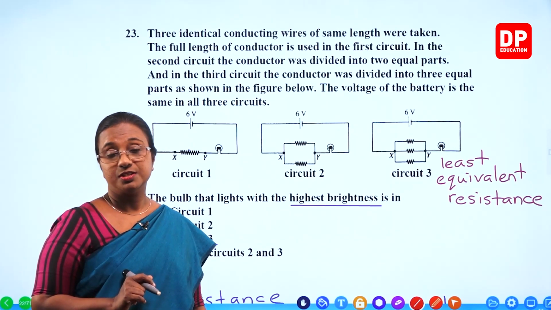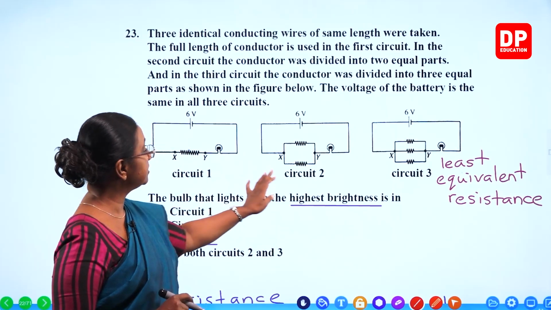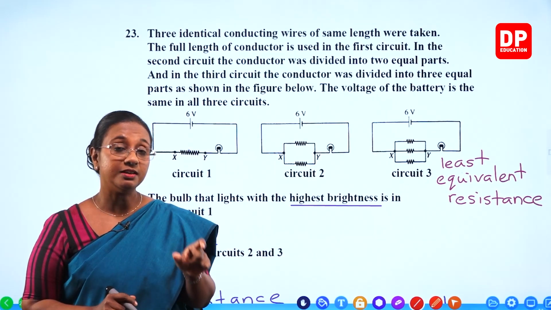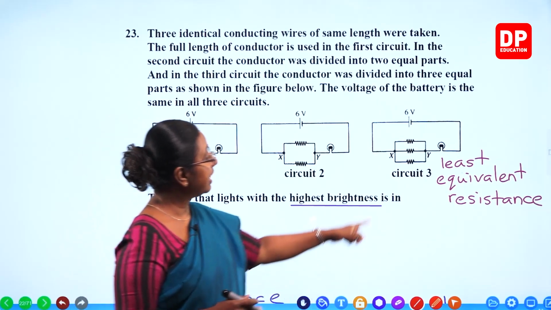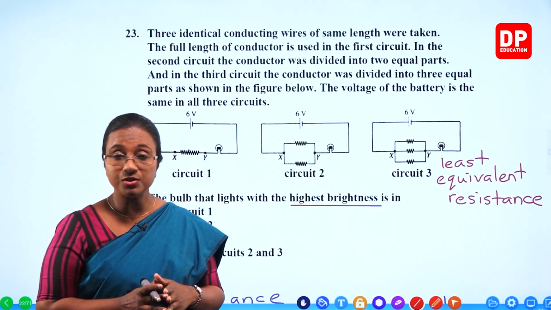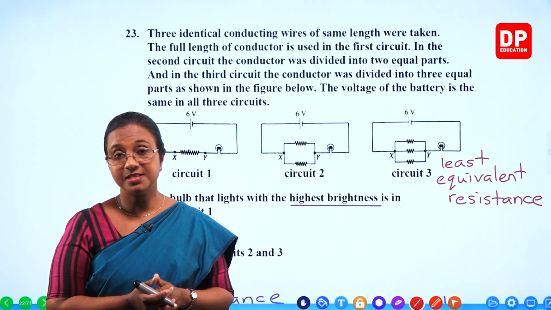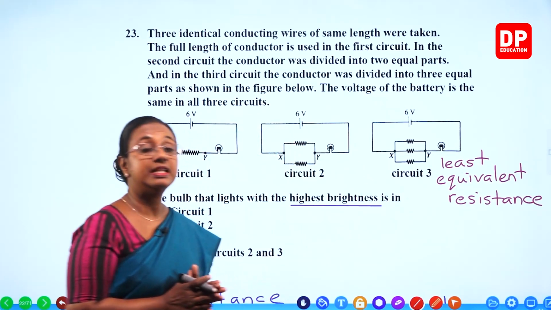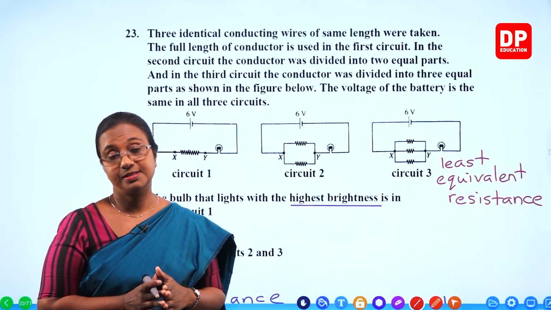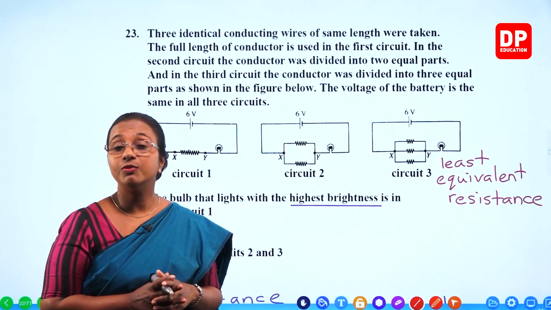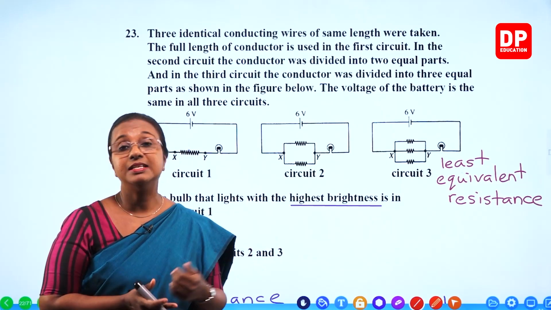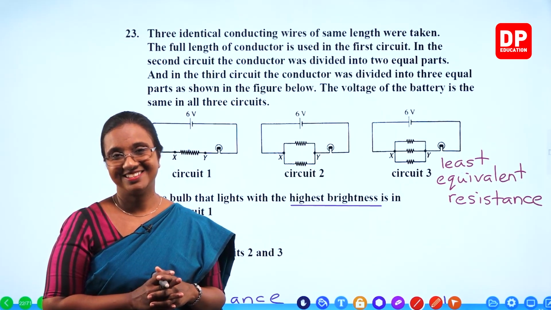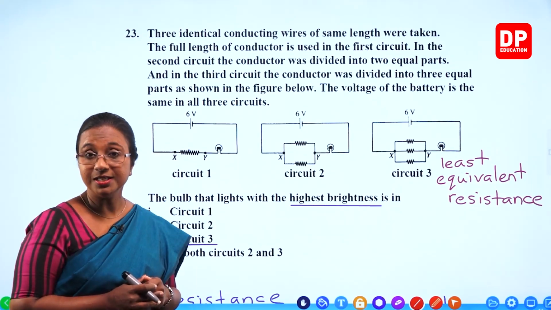Is that clear to your students? So when you look at it, you have to consider the fact that the length of the conductor decreases. So that leads to a decrease in resistance. And then when you have parallel connections also, the equivalent resistance decreases. So because of that, overall, the third circuit has less equivalent resistance. Therefore, the current flow is the highest and the brightness is the highest. I am sure you all can understand that, students. So with that, I will move on to the next question.